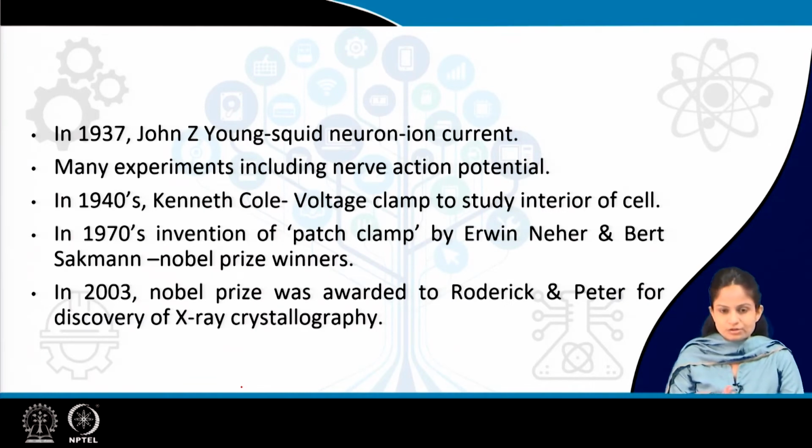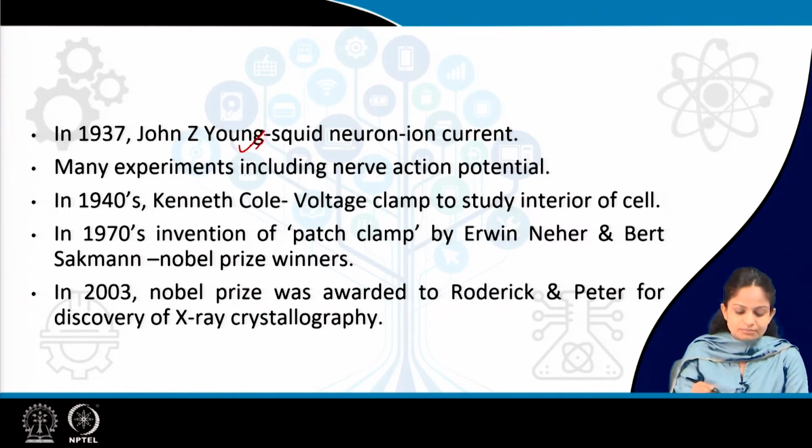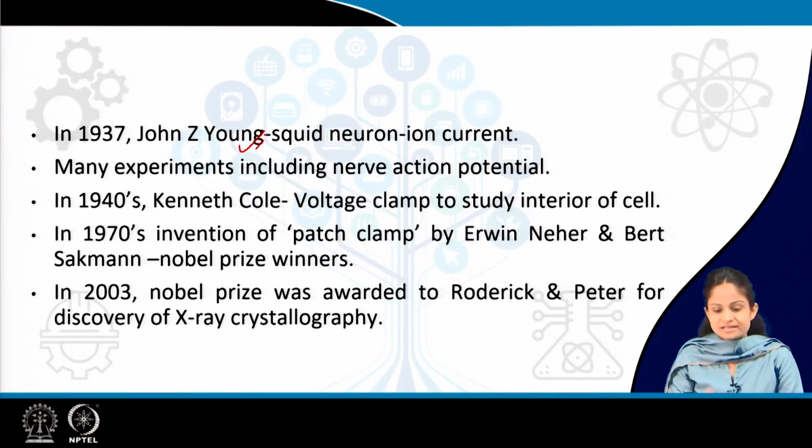Now, before moving on to the structure of the voltage gated channels, a little bit about the history. Now, in 1937, John Z. Young was the person who discovered ion currents and the membrane potentials, specifically the nerve action potential in the squid, that is giant axon of squid.